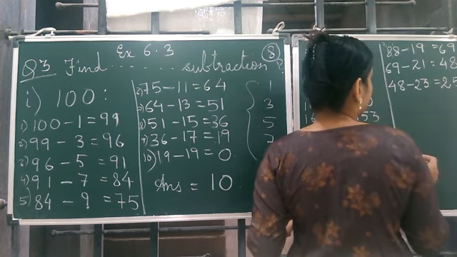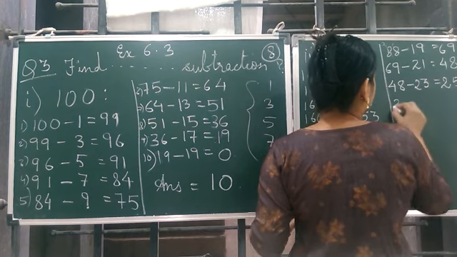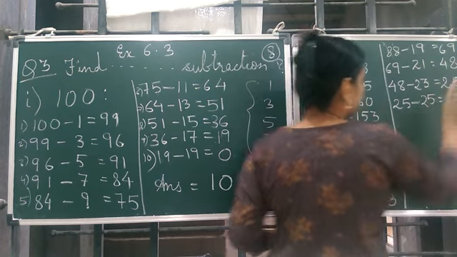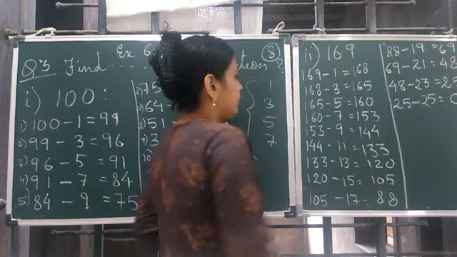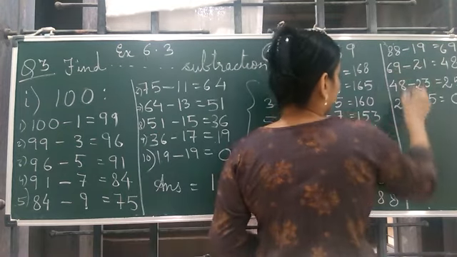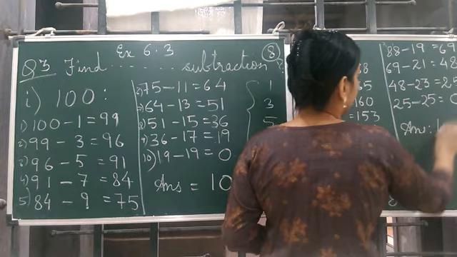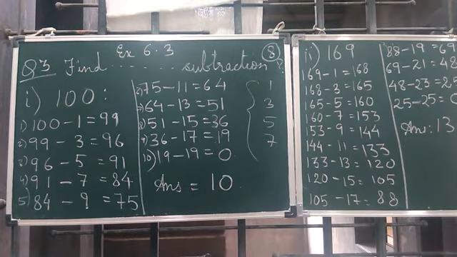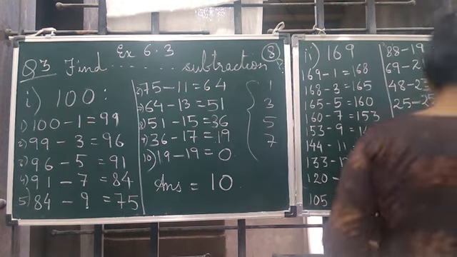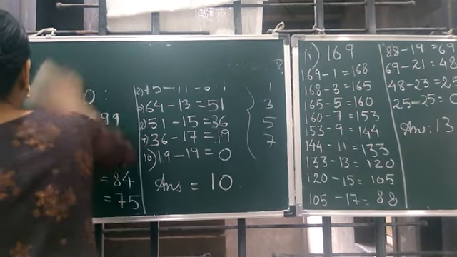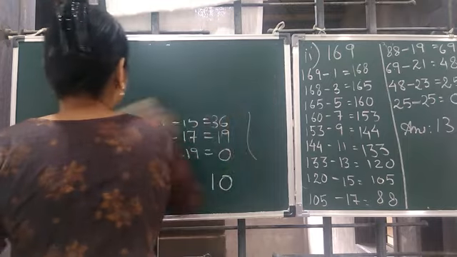The next odd number after 23 will be 25. Correct? Yes, correct. Answer is 0. So how many subtractions? 1, 2, 3, 4, 5, 6, 7, 8, 9, 10, 11, 12, 13. So the answer is 13. Okay, so this completes question number 3.